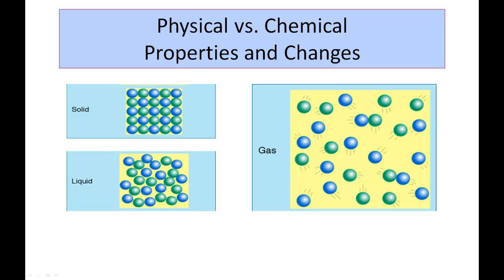In order to talk about the physical and chemical properties and changes, you need to know the three basic forms of matter. Solid, which has a definite volume and definite shape. Liquid, which has a definite volume but no definite shape. And a gas, which has no definite volume and no definite shape. It'll fill its container. One special type of gas is called a vapor.